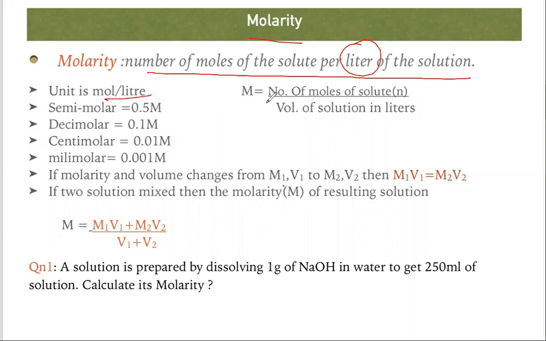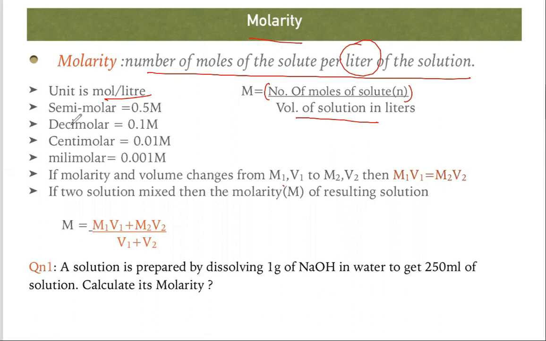So molarity can be defined as number of moles divided by total volume. How can you calculate the number of moles? I think in the previous video lecture I have already explained how to calculate the number of moles. Total volume must be in terms of liters. If it is given in milliliters, we have to convert it into liters.